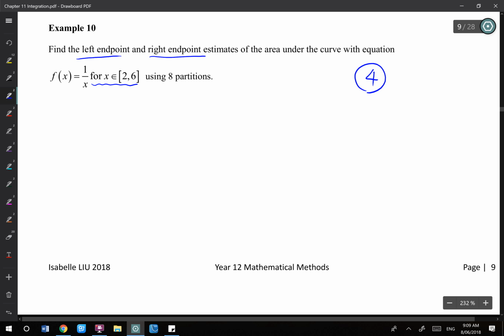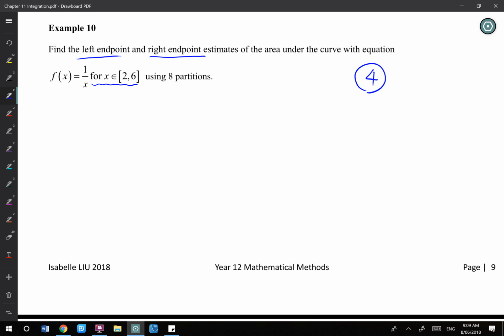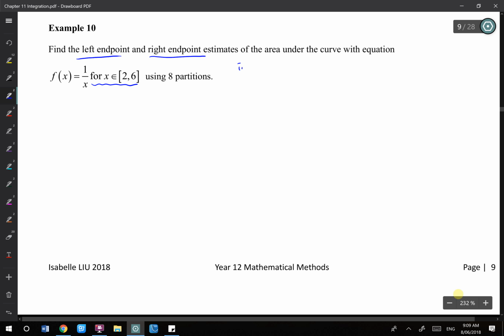Using 8 partitions, what's the interval width? I have 4 units, but I want to divide into 8 pieces. 4 divided by 8, so the width is half, 0.5. Each step should be 0.5. So the interval width is 0.5, or say half.